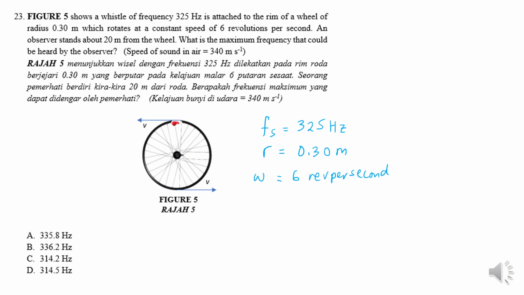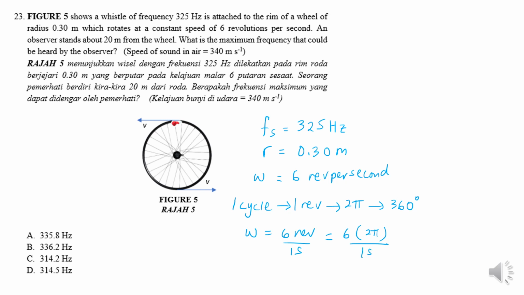We have to convert into radian per second. We know that 1 cycle is equal to 1 revolution, which is equal to 2 pi, which is equal to 360 degrees. So from omega equals 6 revolutions per 1 second, we substitute the 2 pi for 1 revolution, over 1 second, and then we get 12 pi radian per second.